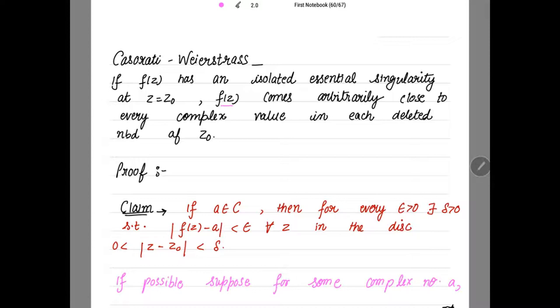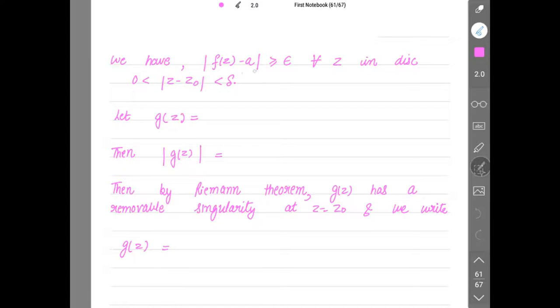And if possible, suppose for some complex number a, because they are talking about every complex value, we say that if possible, suppose for some complex number a, we have mod f(z) minus a is greater than or equal to epsilon for all z in the disk mod z minus z naught less than delta, right? Then let's take g(z) to be equal to 1 over f(z) minus a.